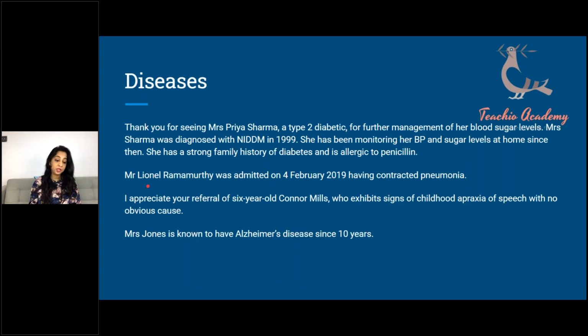Another sentence. Mr. Lionel Ramamurthy was admitted on 4th February. So because it is a month, then that's going to again start with a capital letter. 4th February 2019, having contracted pneumonia. So pneumonia is also a common name. So that's why it's going to start with a small letter.